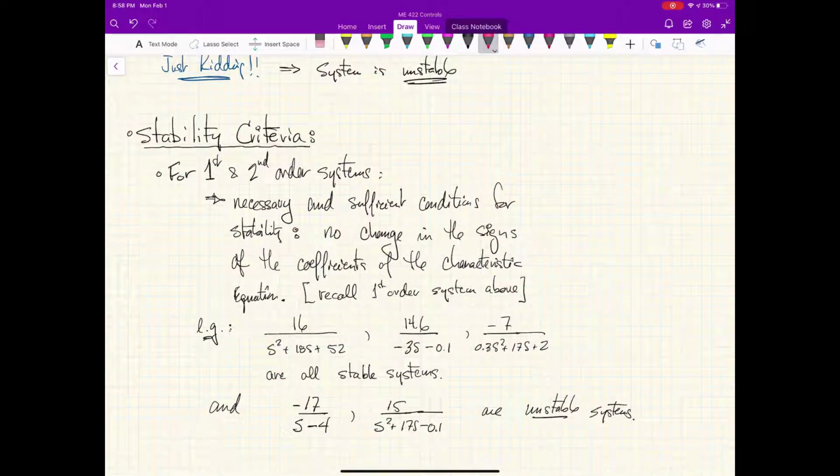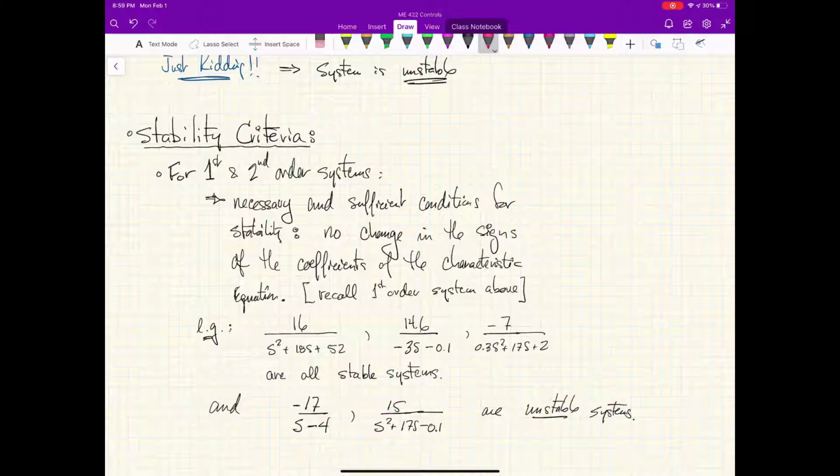Okay, so that's our first stability test. Do you have a pole on the right-hand side or not? If the answer is yes, you're unstable. We don't always have a plot of those poles given to us, so we can't necessarily just jump to that test immediately. There are other tests that are worth defining at this point.